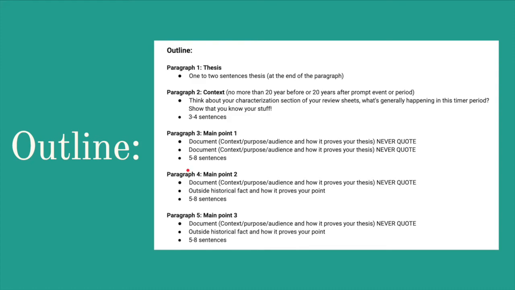Again, paragraph 4 is your second main point. Here I said to use a document and then some outside historical info, and then same for paragraph 5. Now, this is a minimum. You need to use 4 documents and you need 2 pieces of outside information. So if you follow this outline, you are getting full points.